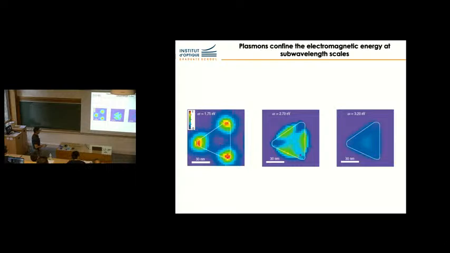So this is really the existence of the plasmons. And I will show that there are some conditions on the dielectric constant. So whenever you go away from this type of energy, you don't have any more plasmons. So you lose this plasmon resonance.